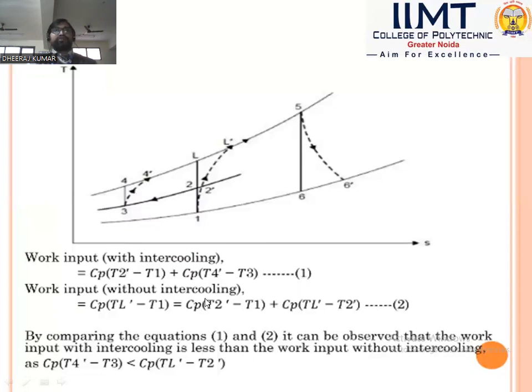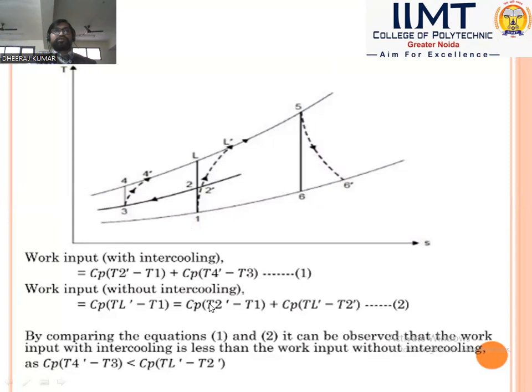Work input without intercooling. This is the cycle 1L561, which has no intercooling. So without intercooling, the work done is equal to the compression work. Compression work is Cp TL dash. This is the point TL dash. The actual process is considered TL dash minus T1.